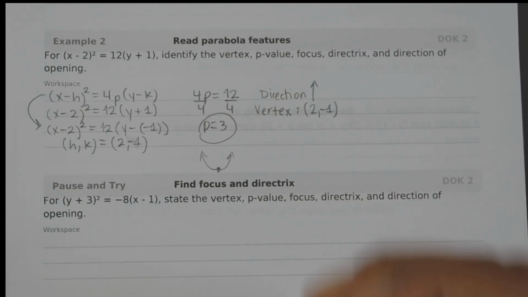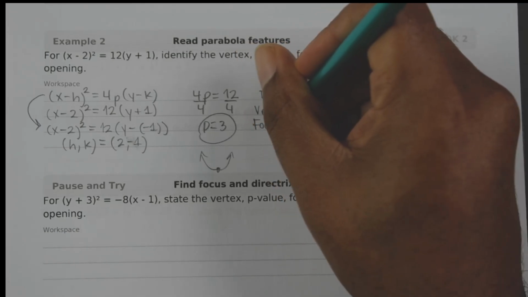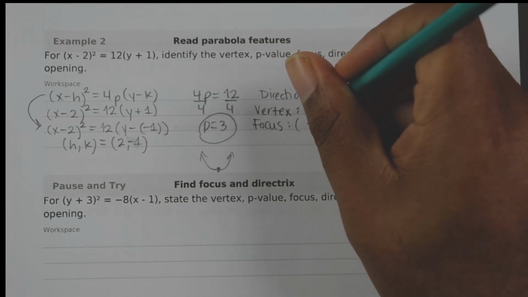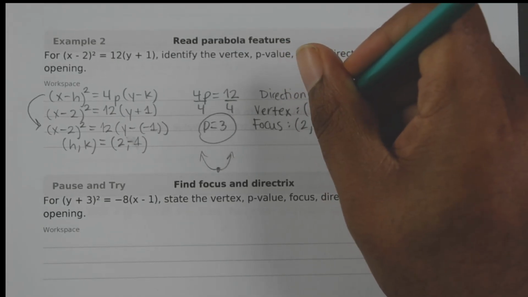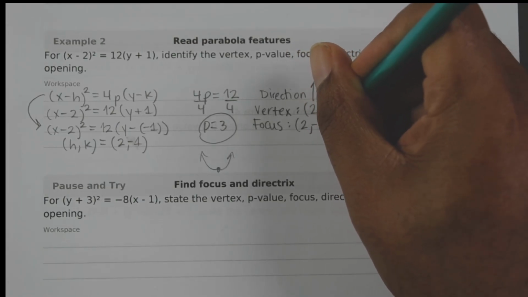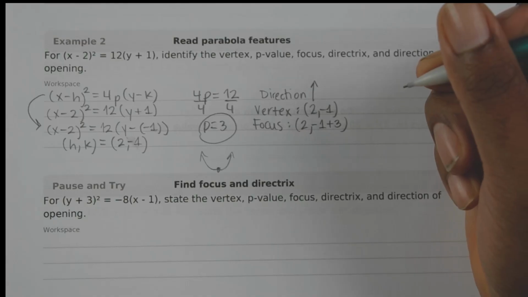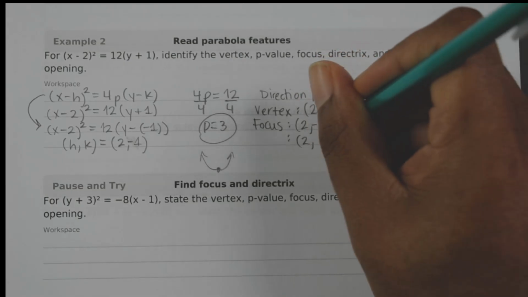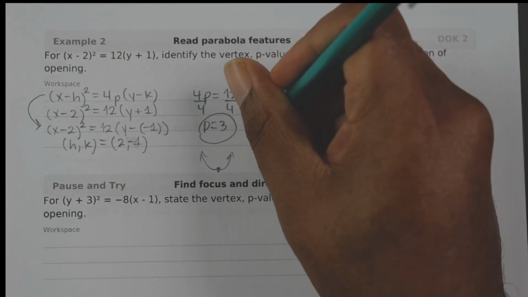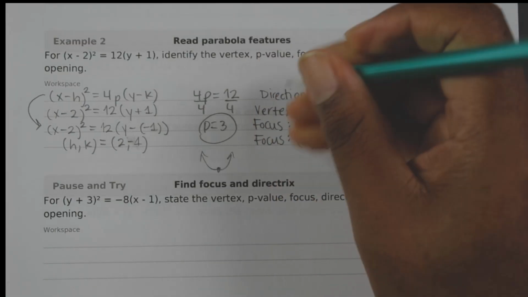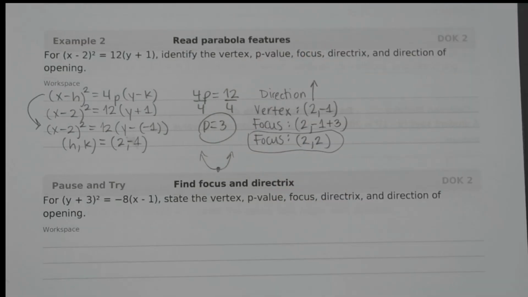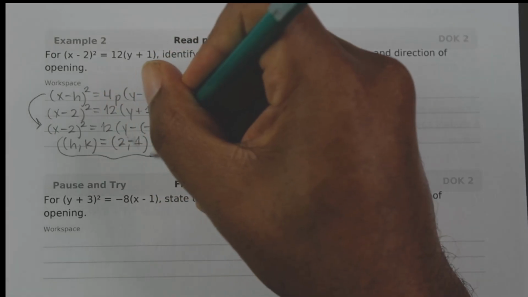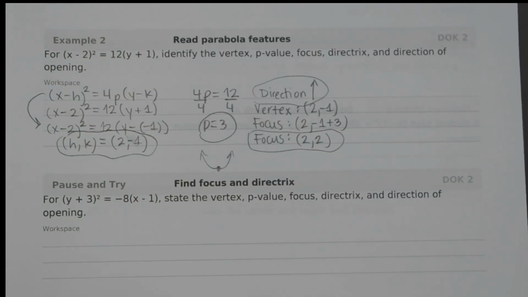To -1, and then the focus would be 2 comma -1 plus 3, which is (2, 2). So this is the focus, right? We have the direction, we have the P, we have the vertex, right?